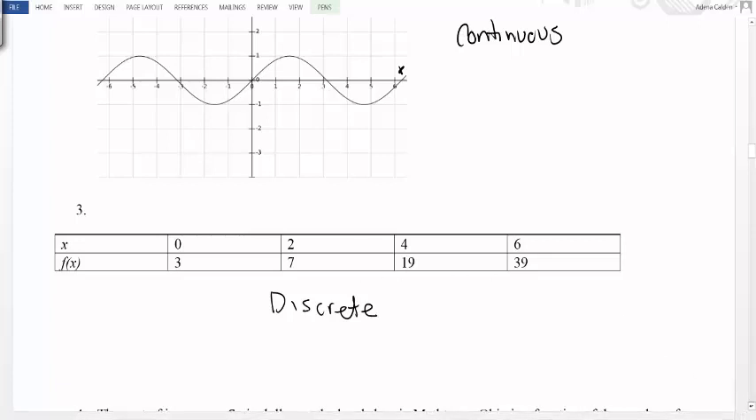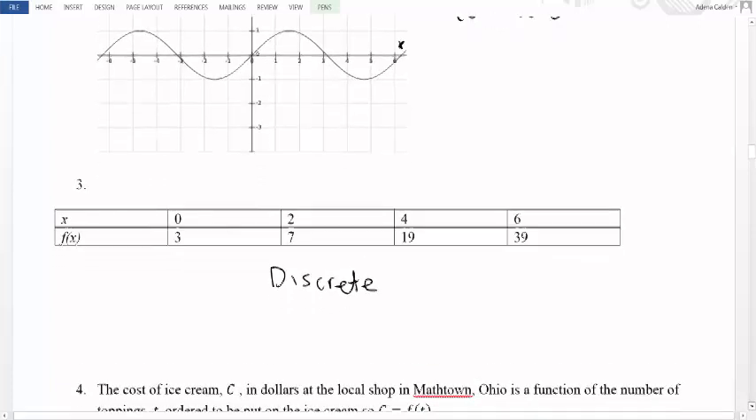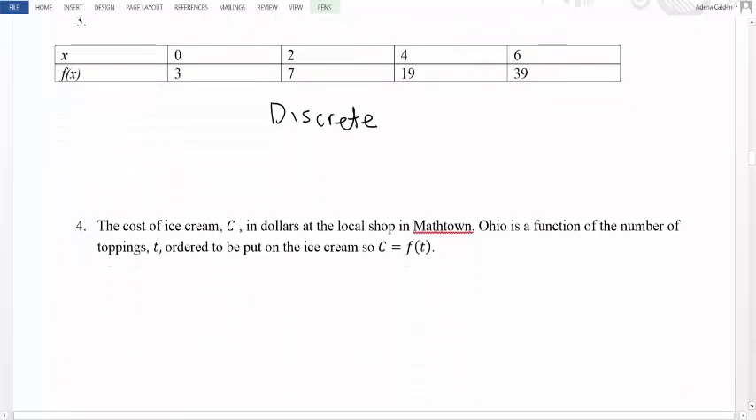Finally, we can look at our word problem. Here, the cost of ice cream, C in dollars, at the local shop in Mathtown, Ohio, is a function of the number of toppings T ordered to be put on the ice cream. So C equals f of T. We need to figure out if our function is defined for all values of T or just specific values of T. Think about what T represents. T is the number of toppings.